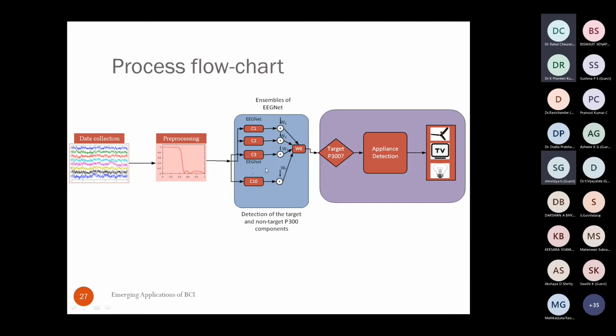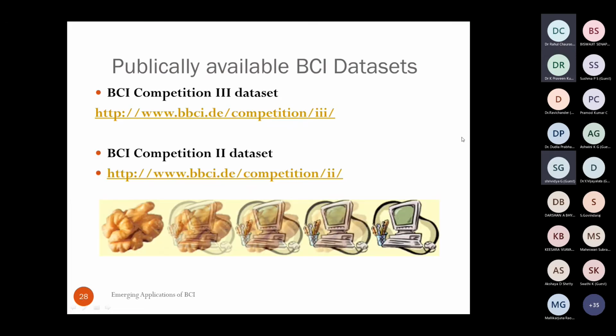We pre-processed the data and applied the latest neural network called EEG-net, which is a neural network designed especially for EEG signals. That network we used in Python. Then we detected the target P300 ERP, and once it was detected, we used an Arduino board to operate that particular appliance. The appliance had smart sensors which can detect the signal and act accordingly.